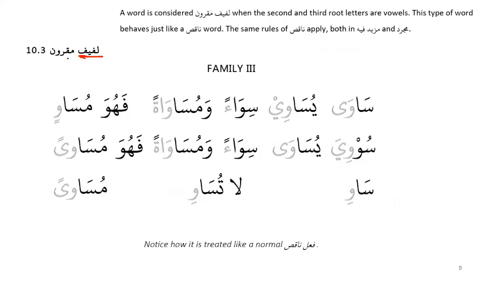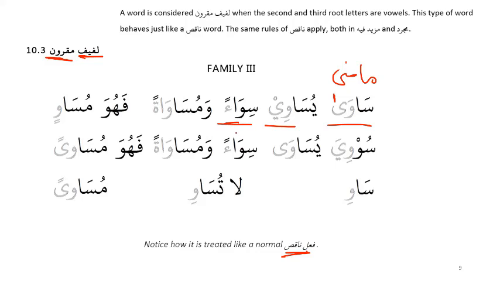Then the other type of lafeef is maqroon. What does maqroon mean? That they're together. So sawa, yusavi. Notice here again, the standard naqis rule is that with fail madi, you are going to have an alif maksura. Sawa, yusavi. Yusavi is fail mudare, so with fail mudare, you have a ya at the end. And then sawa'un means it's the same. I hope you remember this when we were doing Surah Al-Baqarah in the beginning. Baqarah, exactly.